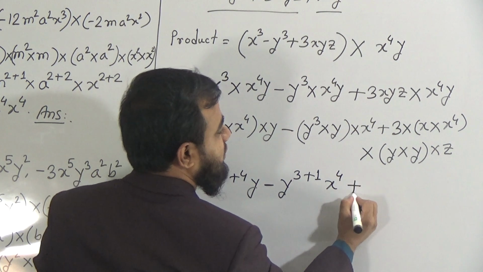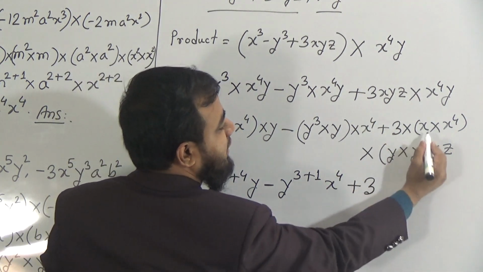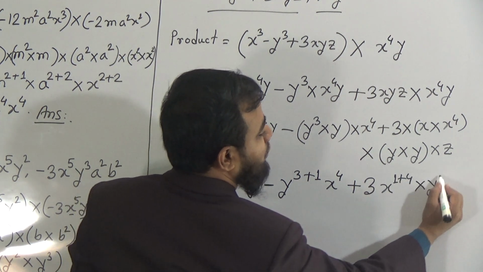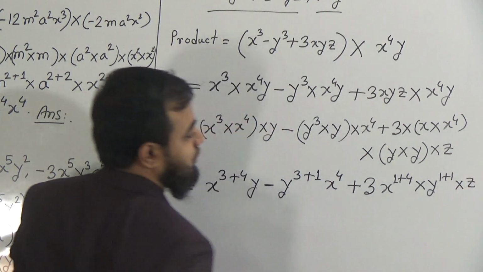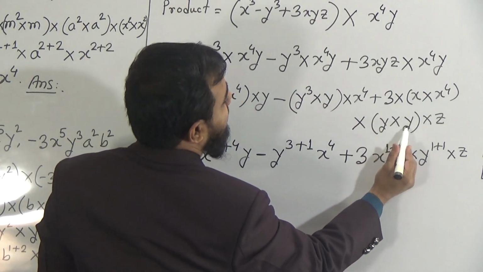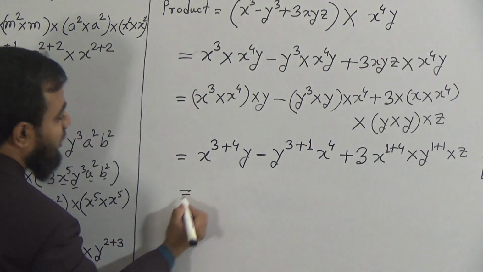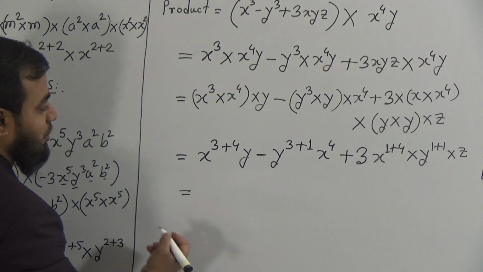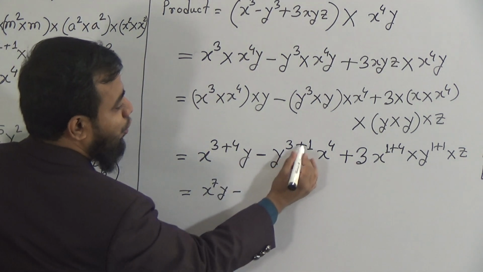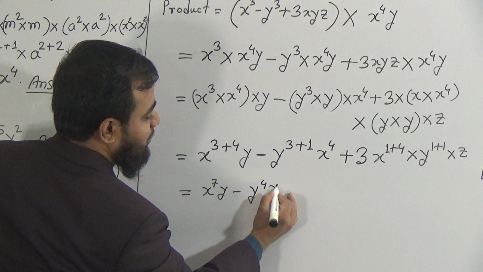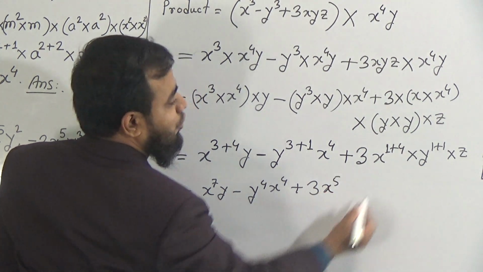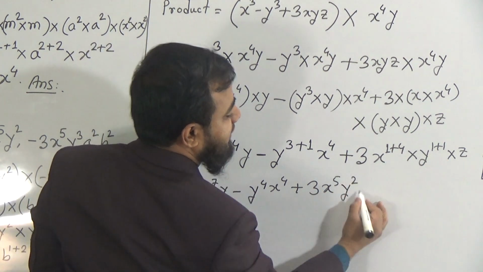Now we will write down how much? Plus sign, the numeral is 3, x to the power 1 plus 4 multiplied with y to the power 1 plus 1 multiplied with z, because this z is alone. How do we get y to the power 1 plus 1? This y has power 1, and this y also has power 1. Now dear students, our multiplication is done already. It's x to the power 7 y, minus y to the power 4 x to the power 4, plus thrice x to the power 5 y to the power 2, that means y square, and z.